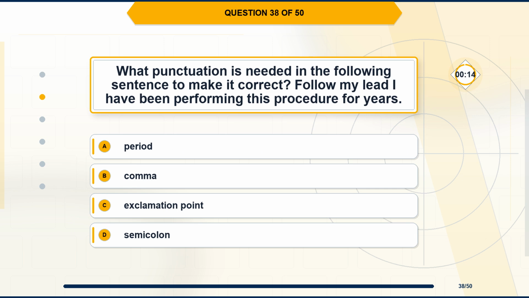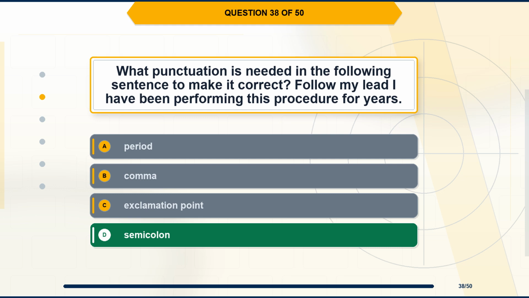Question 38. What punctuation is needed in the following sentence to make it correct? Follow my lead. I have been performing this procedure for years. Option A. Period. Option B. Comma. Option C. Exclamation point. Option D. Semicolon.